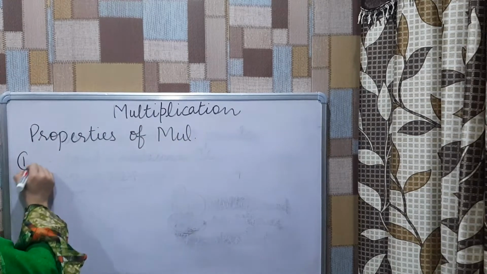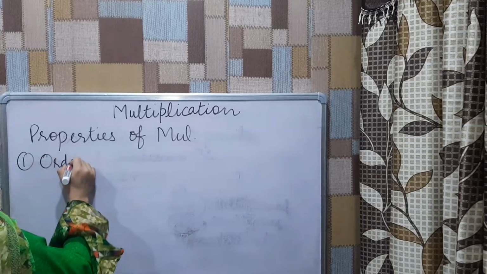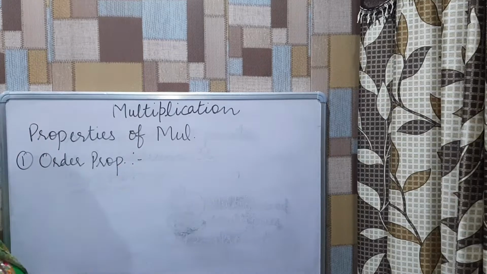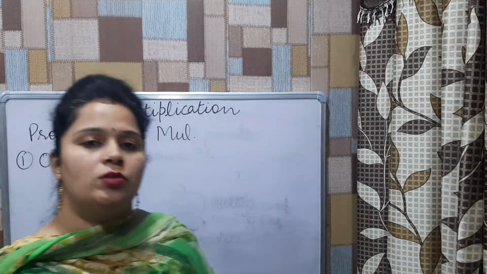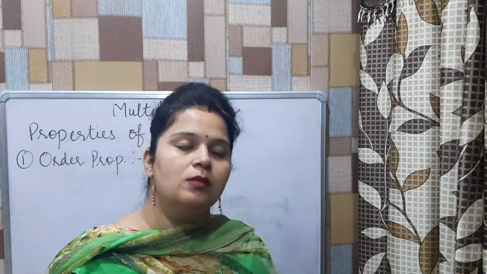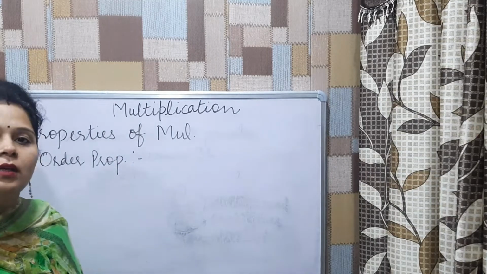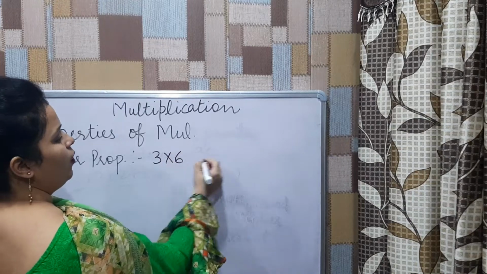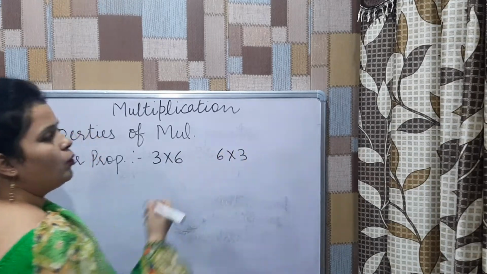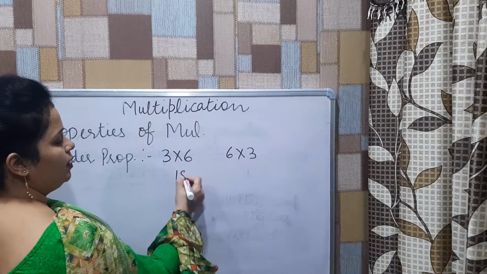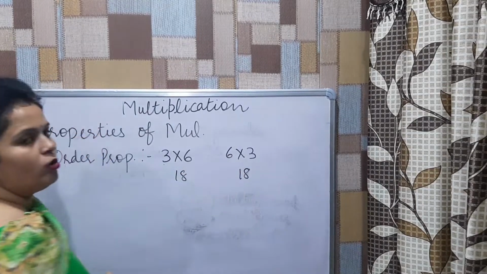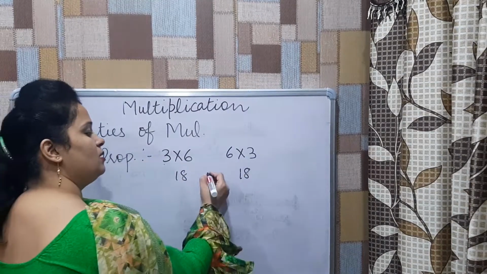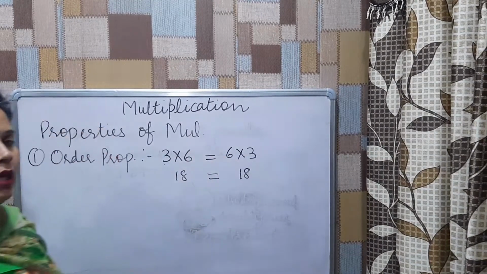Now children, the first property is the order property. Order property says when you change the order of the numbers, the result will always be the same. Suppose you multiply 3 by 6 or 6 by 3, in both the cases, children, 3 6s are 18, 6 3s are also 18. So if you change the order of the numbers, the result will always be the same.